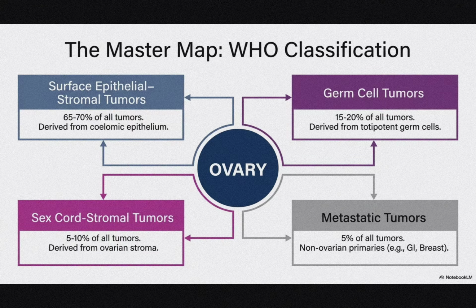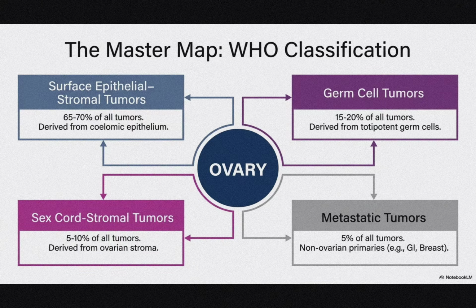Next we have the germ cell tumors. These account for 15 to 20% of all tumors and are derived from totipotent germ cells. The third one, the sex cord stromal tumors, account for 5 to 10% of all tumors, and these are derived from ovarian stroma. Metastatic tumors account for 5% of tumors. These are basically non-ovarian primaries, for example GI and breast.